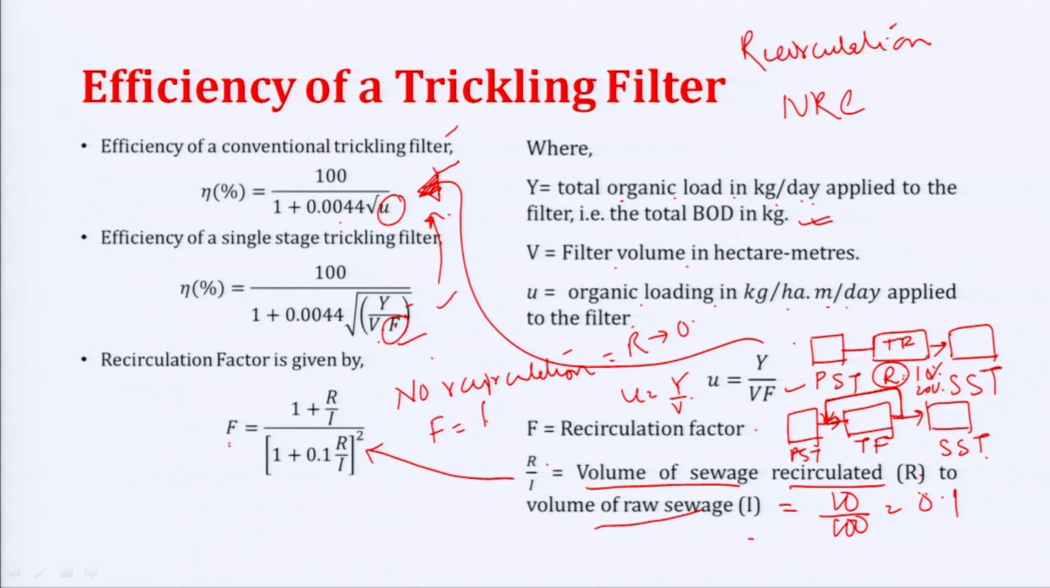For a single stage or high rate trickling filter, you are going to have recirculation, and for a low rate trickling filter you are not going to have recirculation. So, remember this always: the difference between high rate and low rate is just the recirculation. When you send back a part of the effluent from the trickling filter to the inlet of the trickling filter, you are recirculating, and that makes it high rate. This is the formula you have to remember, it is a very easy equation.